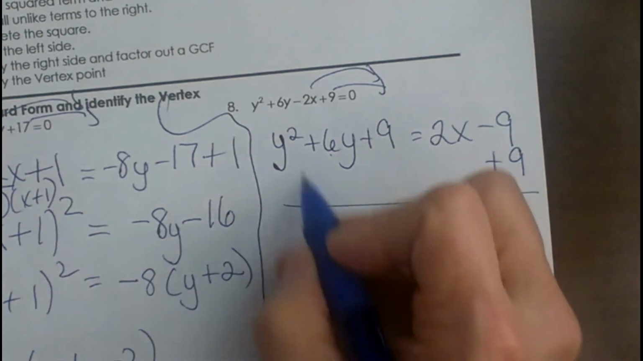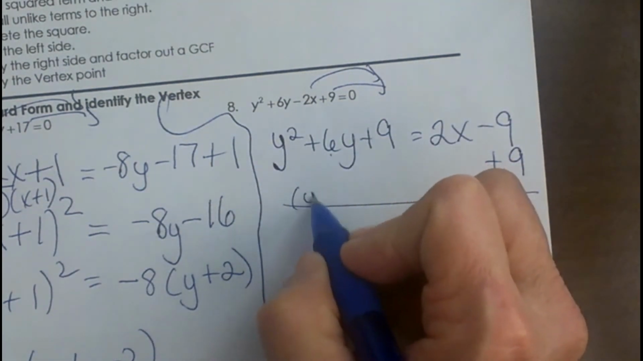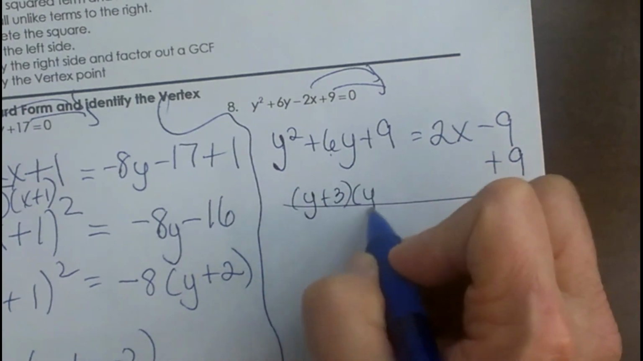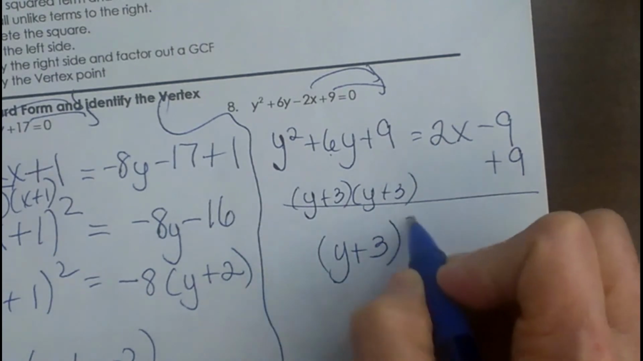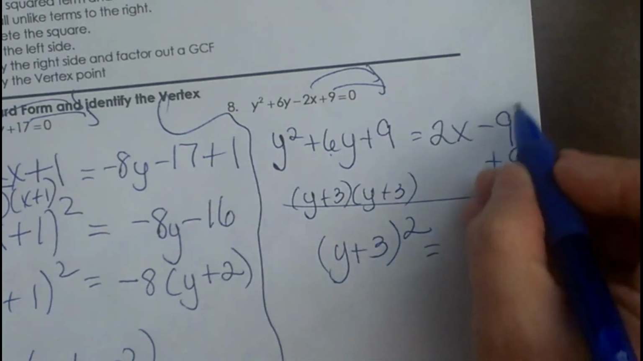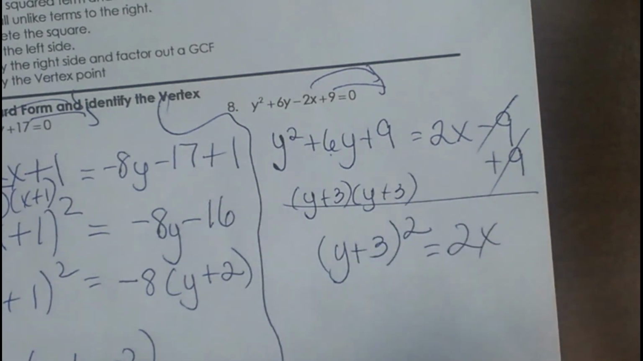Okay, once we do that, we're going to factor the left. And remember, this factors into y plus 3 times y plus 3. But we don't want to write it like that. We want to write it as y plus 3 quantity squared is equal to, well, the 9's cancel, 2x. And we've got it in standard form.